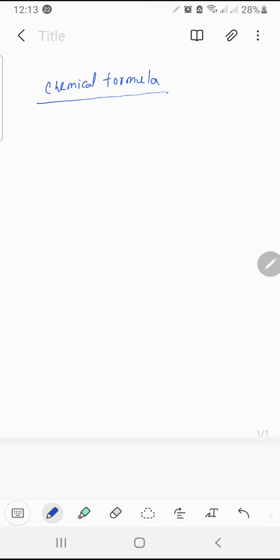So, how do you write a chemical formula? When we are writing a chemical formula of an ionic compound, before that, let me give you an example of an ionic compound. Sodium oxide, potassium chloride, sodium chloride, sodium sulfate. An ionic compound is a compound where you will always have a metal in it. So it's pretty straightforward. If in any compound you see a metal, it is an ionic compound.